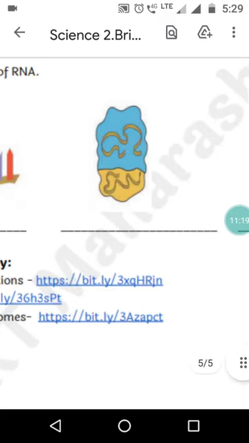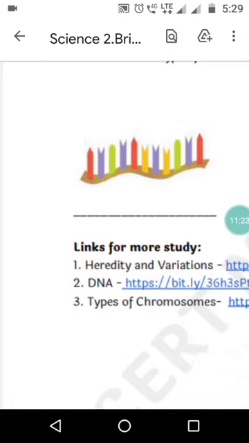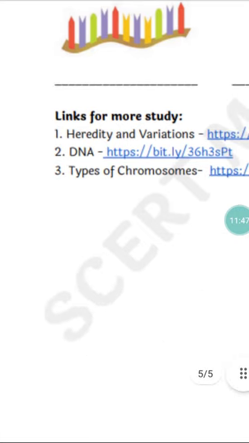So in this way you have to write all the content, and the diagrams you have to draw in a notebook. You have to make a separate notebook for all the activity sheets, and another notebook you have to make for the tests. 3 tests you have to solve in that separate notebook. So here ends our first activity sheet. Next we will see in the next video.